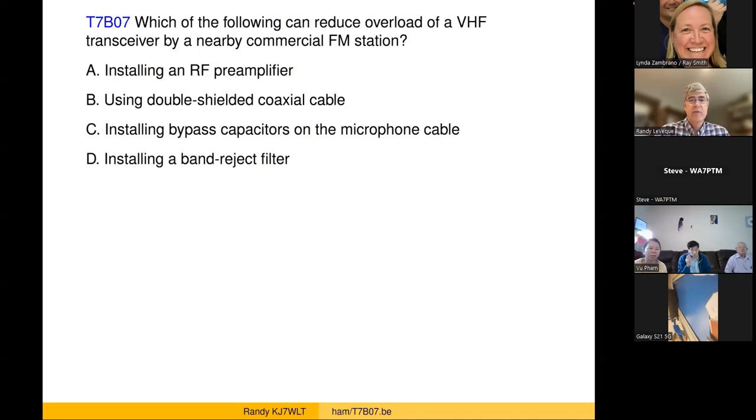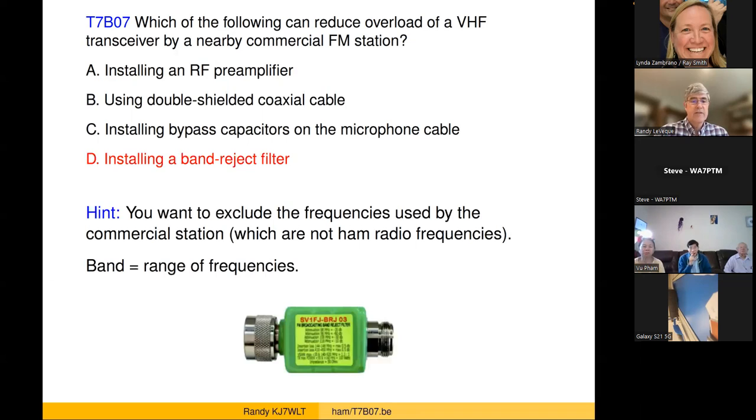Which of the following can reduce overload of a VHF transceiver by a nearby commercial FM station? So here they call it a commercial FM station. I think it's the same as what they meant by a broadcast FM station on the previous slide. They just mean a station that's broadcasting radio to the community. And in this case, the answer is you could install a band reject filter.